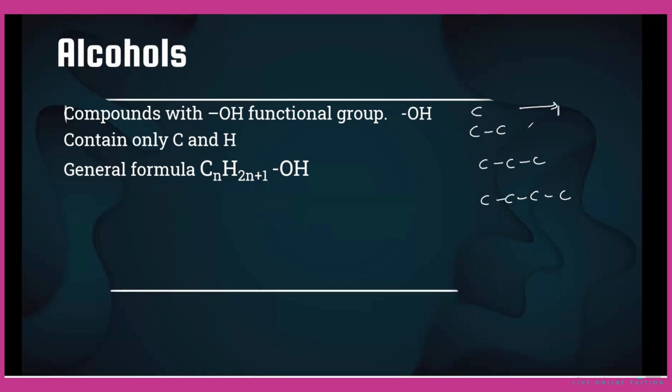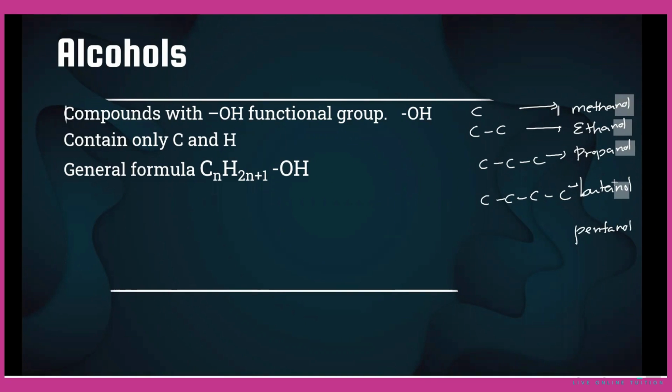then the names are given as methanol, ethanol, propanol, butanol, pentanol. So since the functional group differs, now we are having this OL term, ethanol, methanol, propanol, this OL term coming in the naming nomenclature. All right.